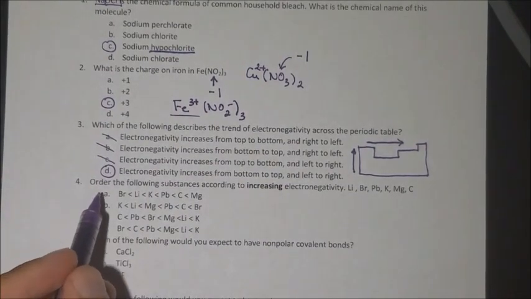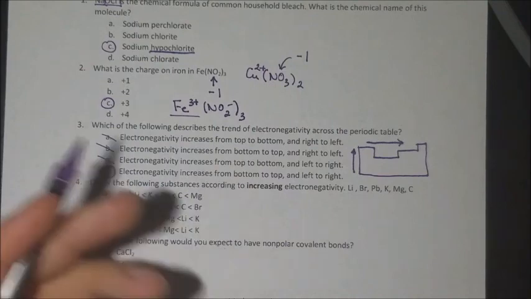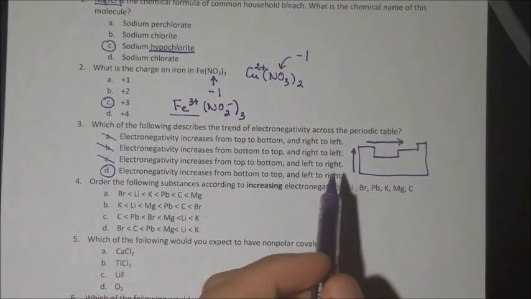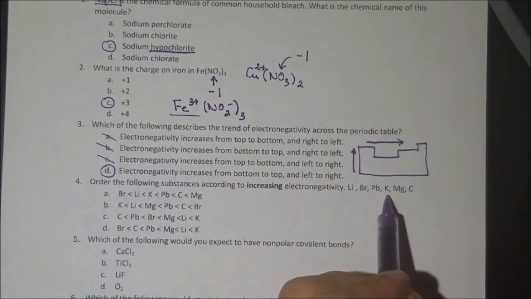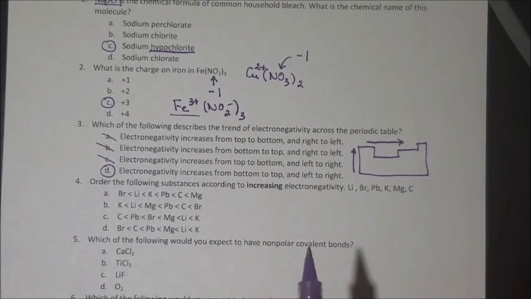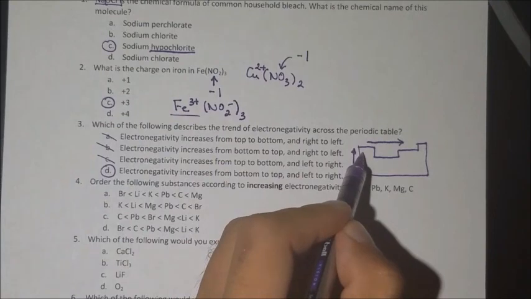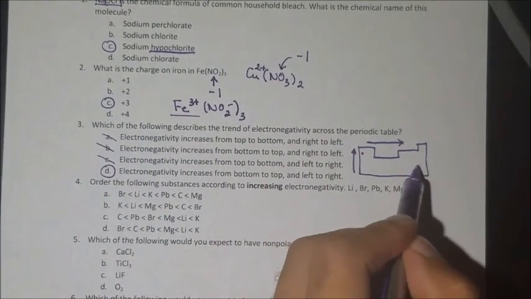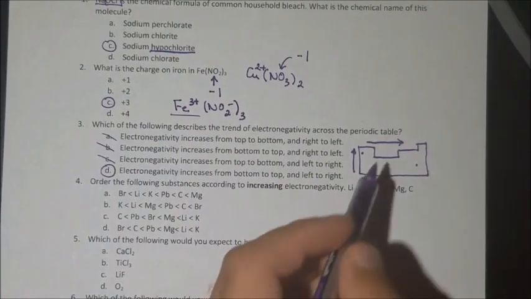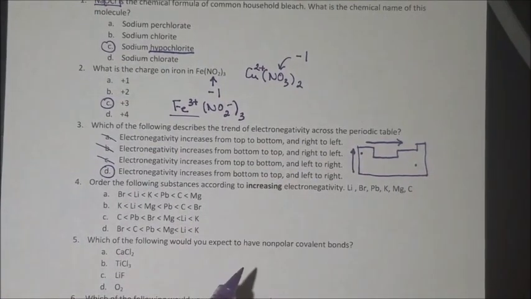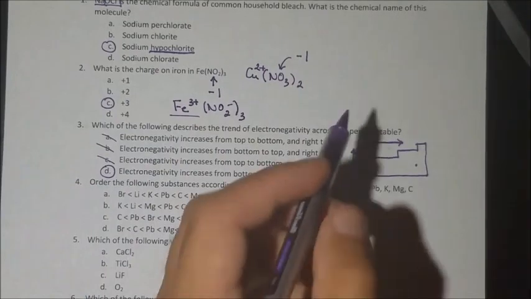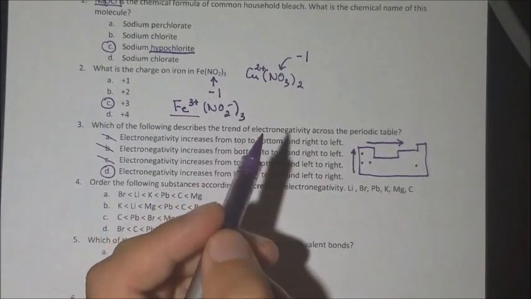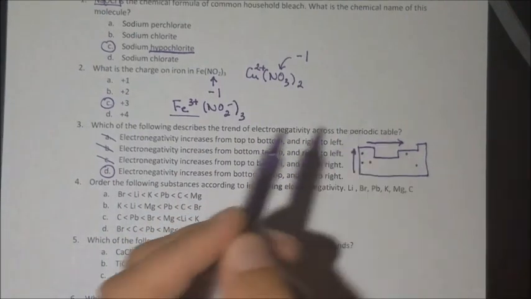Number 4 says, order the following substances, or elements, they're elements, according to increasing electronegativity. So here we've got lithium, bromine, lead, potassium, magnesium, and carbon. So lithium's going to live somewhere over here, and bromine is going to live somewhere over here. Lead is going to be somewhere in the transition metals. We've got potassium here, we've got magnesium over here somewhere, and we've got carbon that lives right about there.